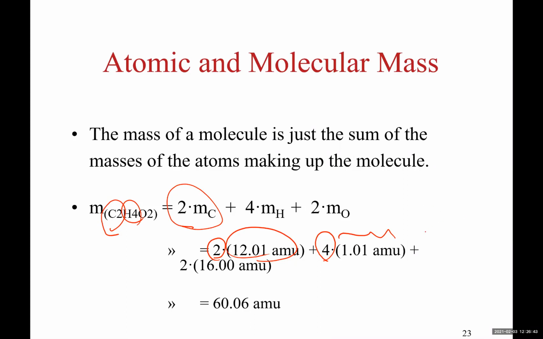Or mass of 1 atom. Multiply oxygen by 2. Oxygen, mass of oxygen atom by 2. So you get, this is mass of 1 molecule in AMU. If I change AMU to grams, then that is molar mass. This is mass of 1 mole.